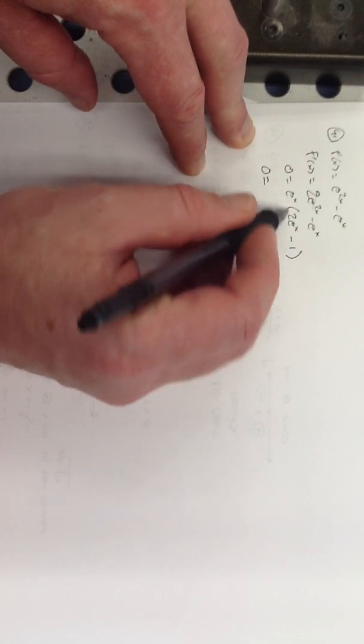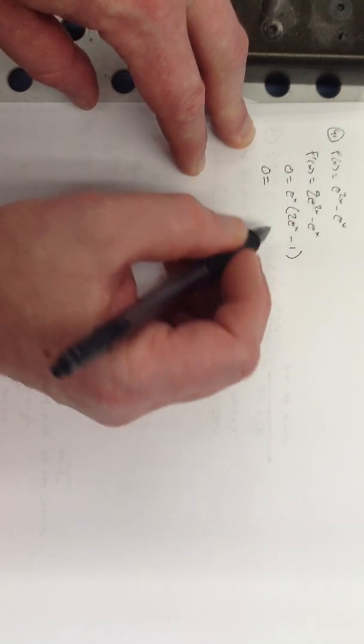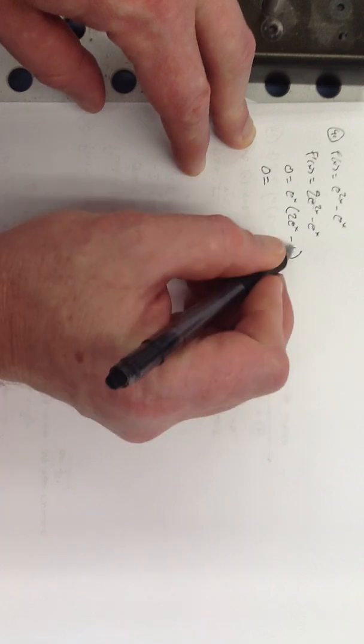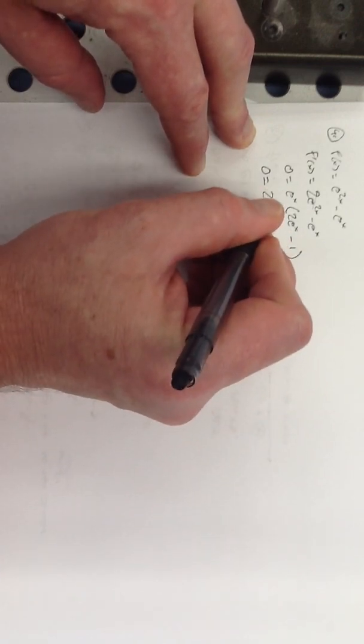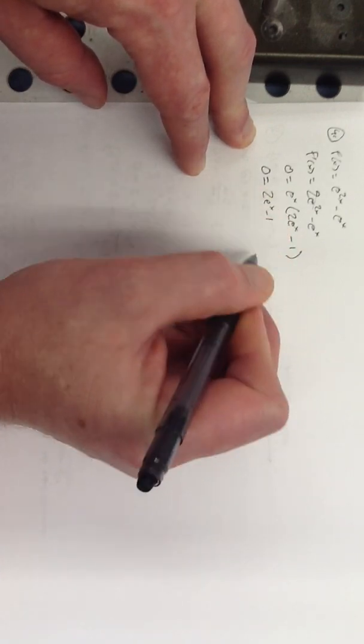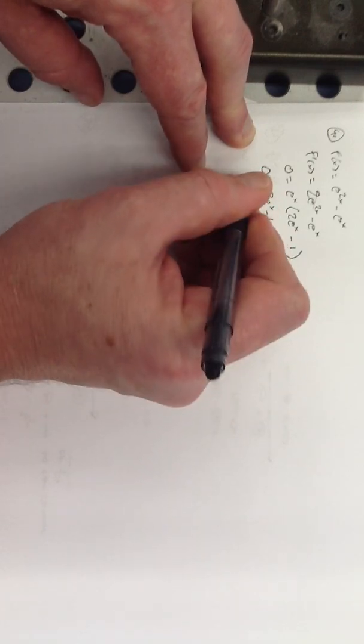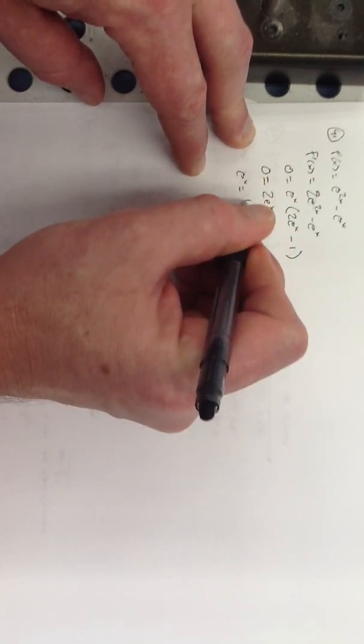So when is e to the x equal to 0? Never. That's always positive. How about this? Well, let's see. 2e to the x minus 1 equals 0. So that's going to happen when e to the x equals 1/2.